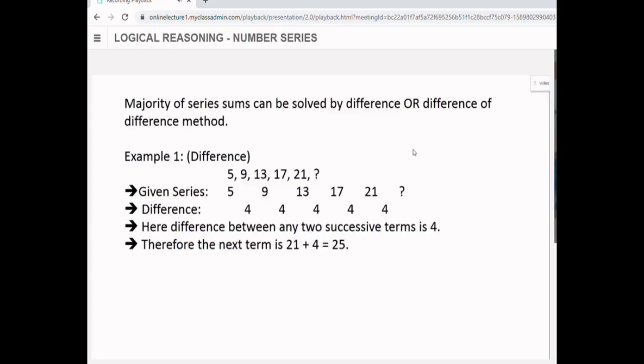So there is no need of doing all this. Okay, the next number is 25. This is called the difference method. What is it called? Difference method. Okay. Now let's go to the second example.